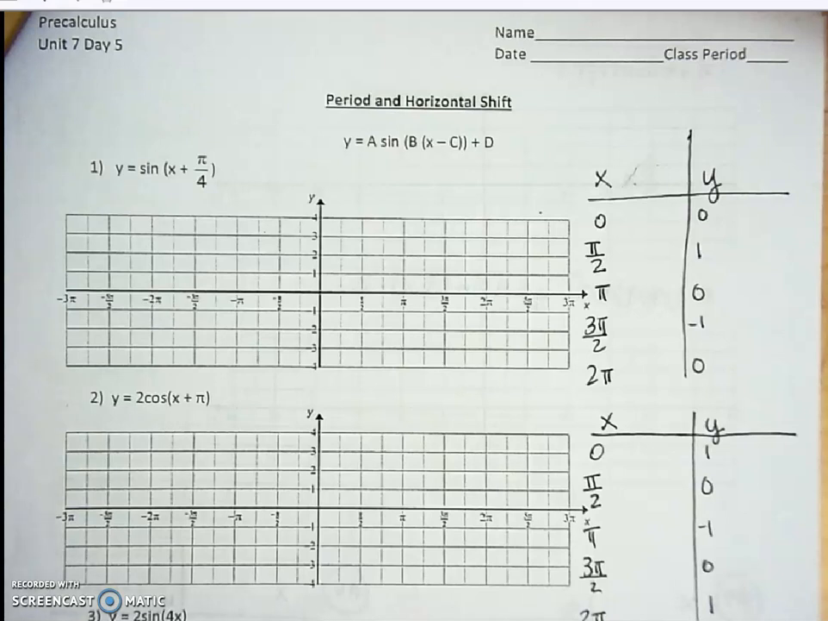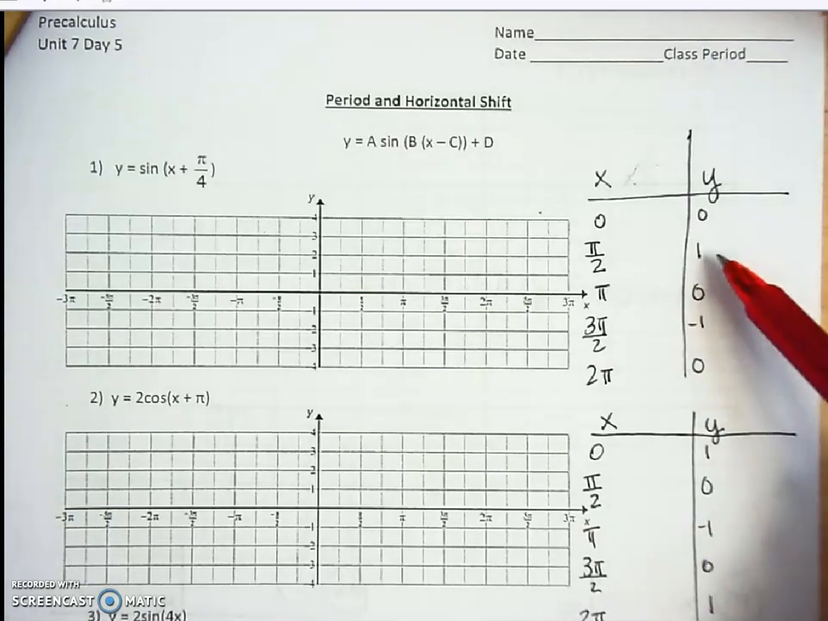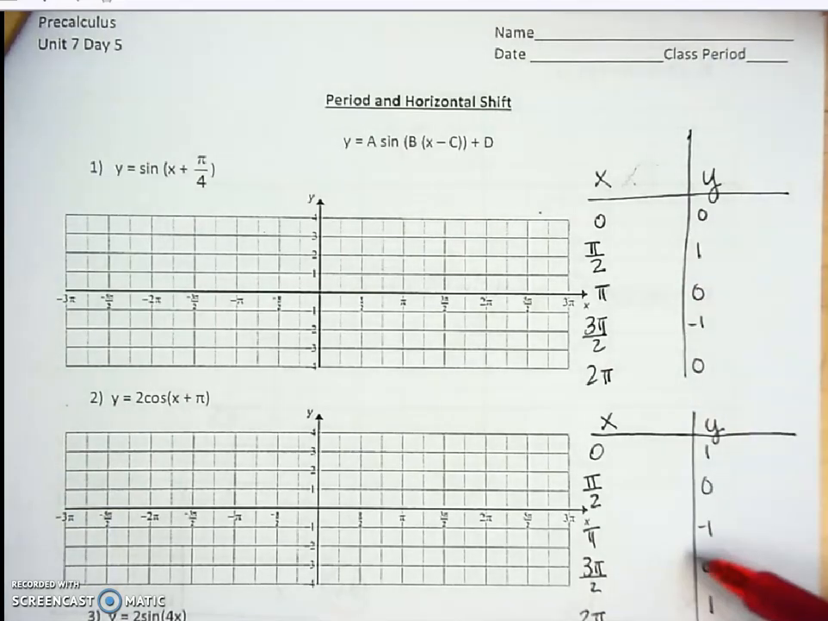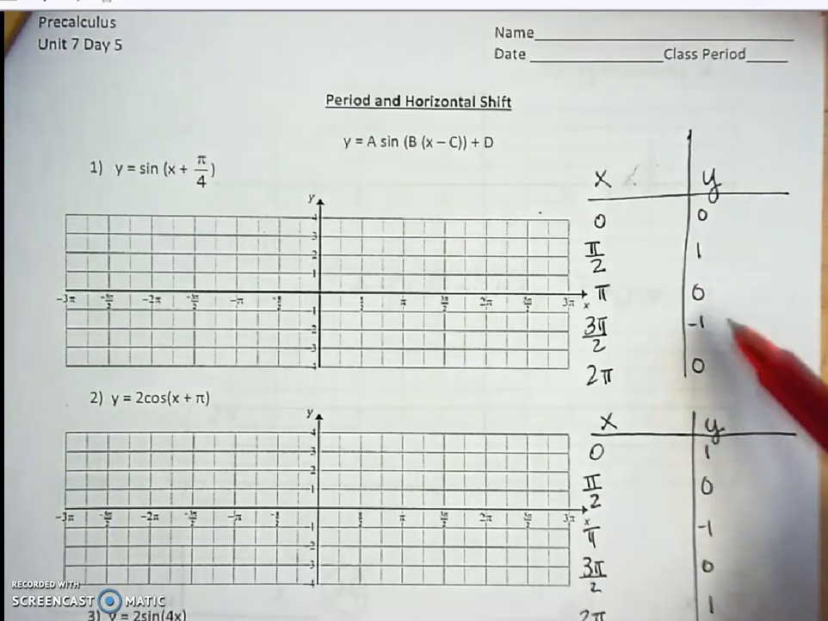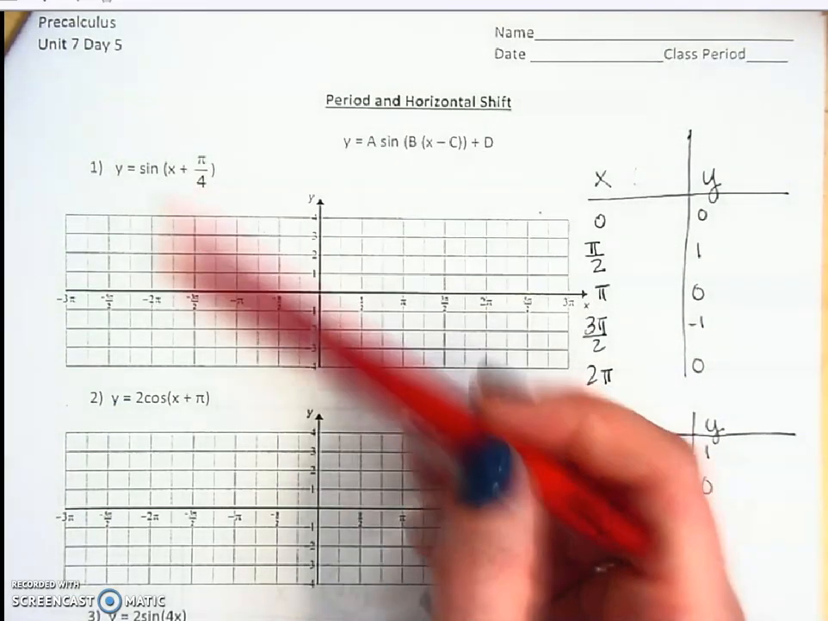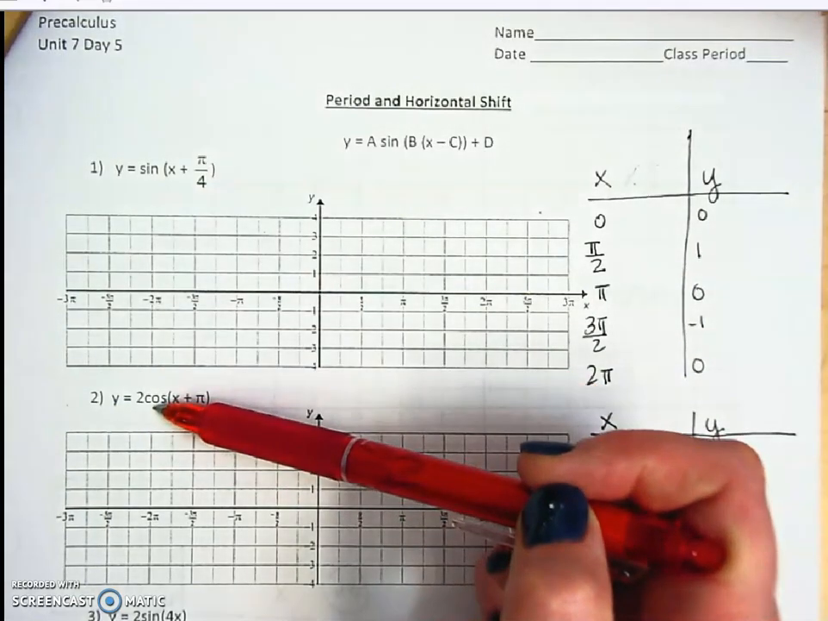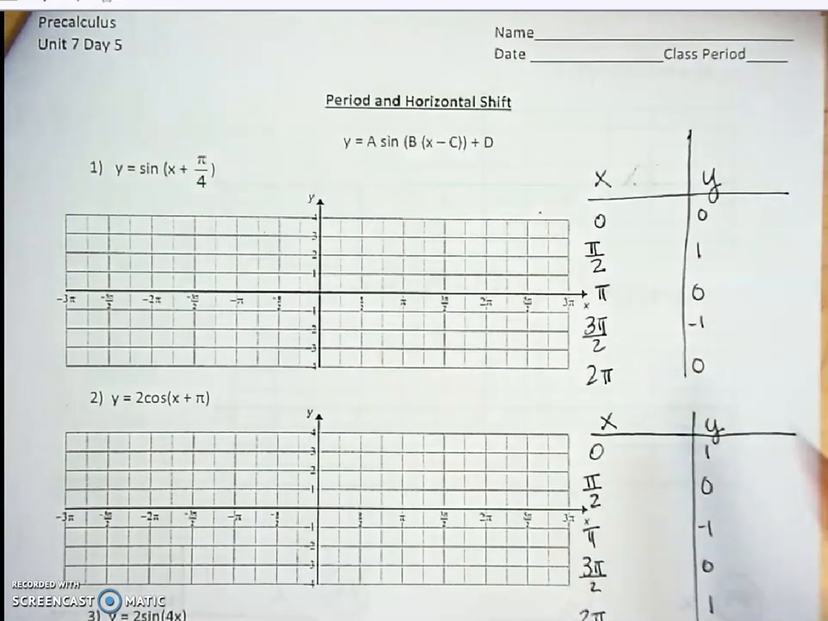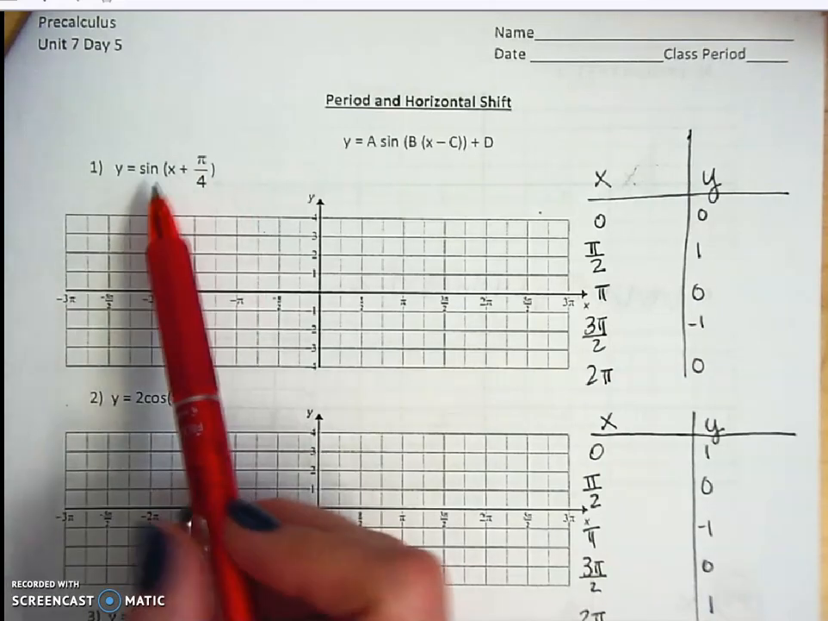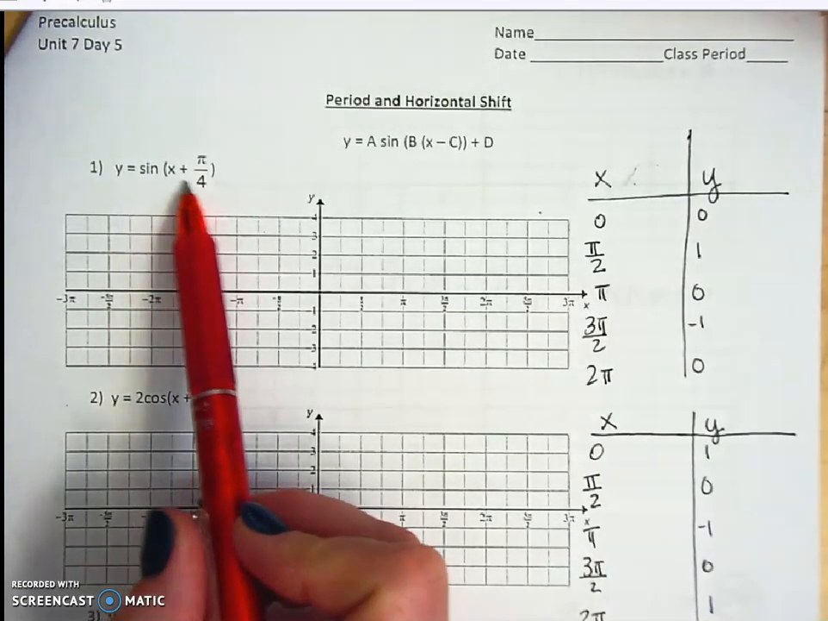Okay, here's our video for period and horizontal shifts. I've already created all my XY tables and their parent values, depending on whether it's sine or cosine. So if you want to take a moment and pause the video and go set up yours, please feel free to do so. All right, on this first problem, we have sine of x plus pi over 4.